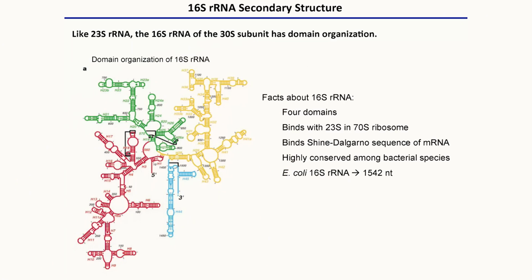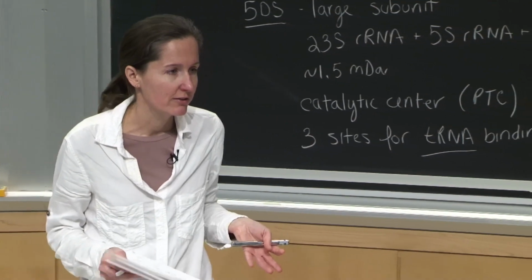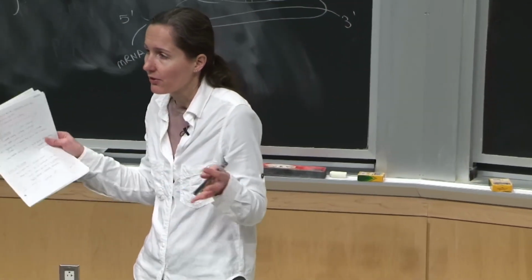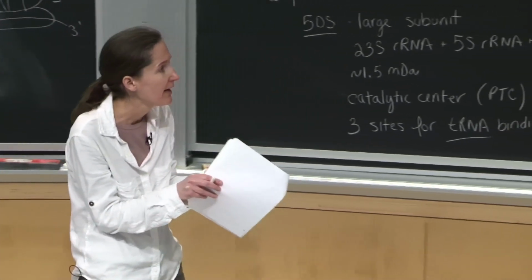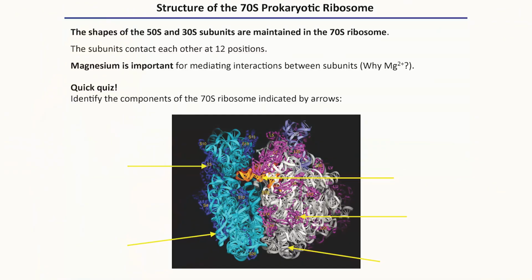So why spend so much time on the individual subunits? What we find is that the structures are very similar when the ribosome is assembled. So we can think of the 30S and the 50S as coming together to give the 70S, and these subunits basically look the same as they do in isolation. And that's depicted here in just another example.